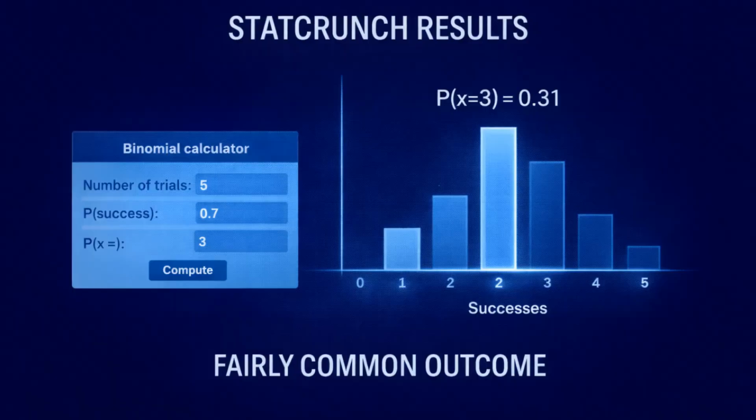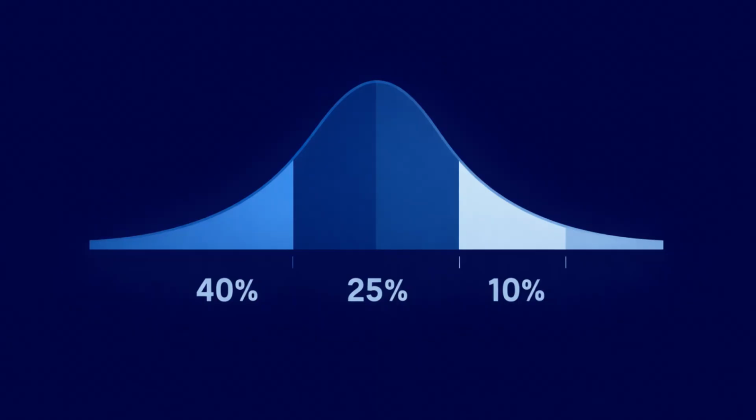In StatCrunch, you would go to the binomial calculator, enter 5 trials, a probability of success of 0.7, and specify exactly 3 successes. StatCrunch gives a probability of about 31%. That tells us that making exactly 3 out of 5 shots is a fairly common outcome for a shooter with a 70% success rate. Now let's talk about the normal distribution.